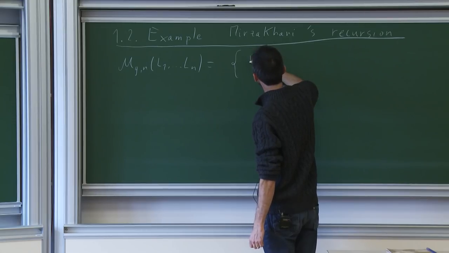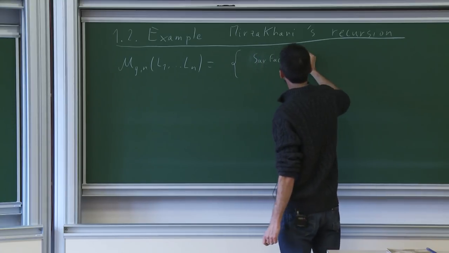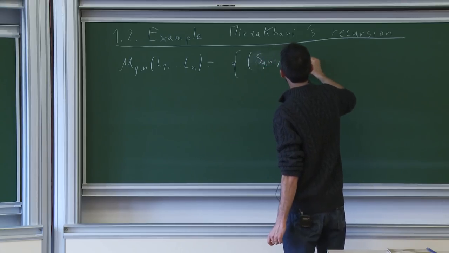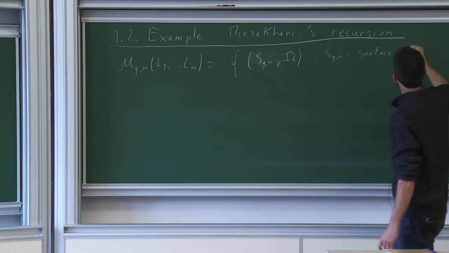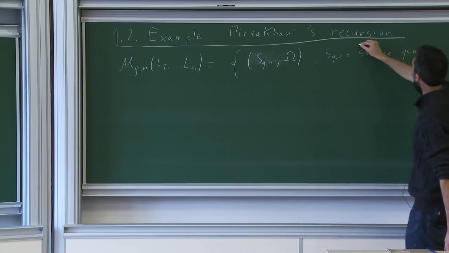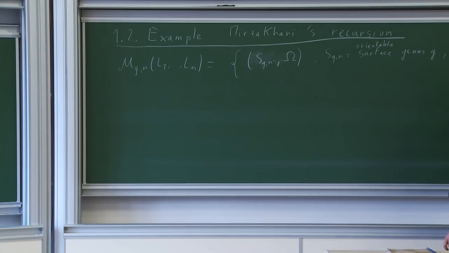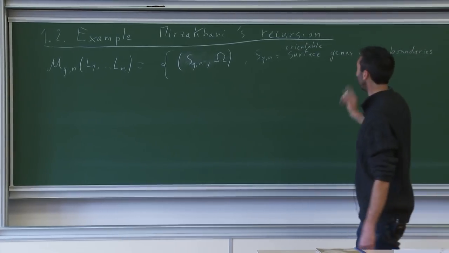of hyperbolic surfaces, let me call that S_g,n and omega, where S_g,n is a surface of genus g, orientable, with n boundaries. Obviously, n will be always positive in the lectures. Sorry? n will be always positive. Here it can be zero. Yeah, but in topological recursion as well, yes. Sorry? In topological recursion also. Yeah, okay, there will be some.